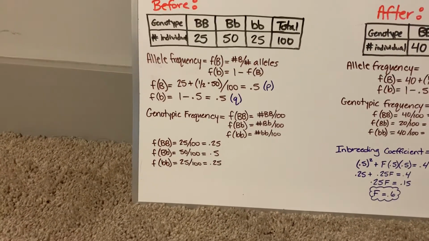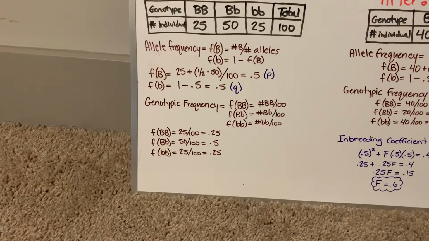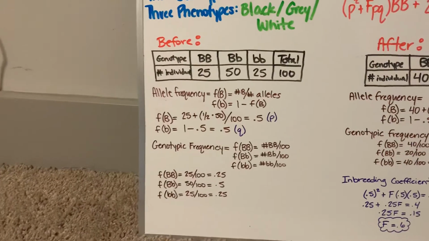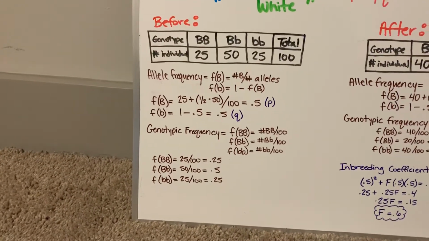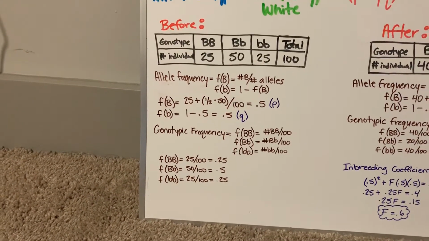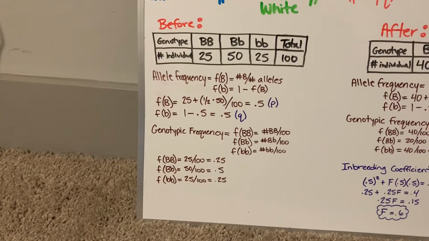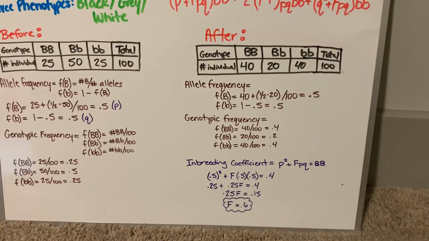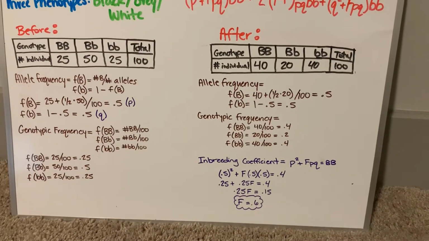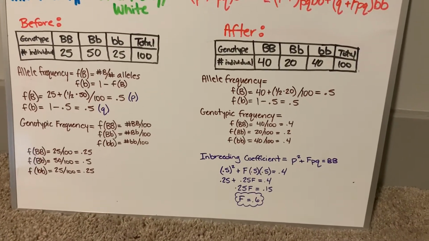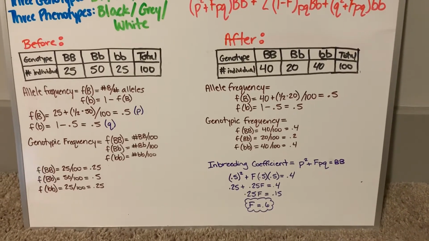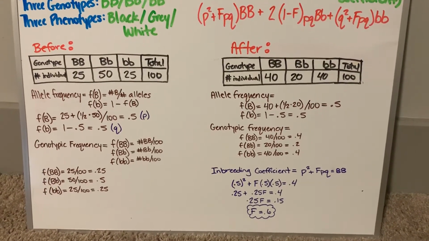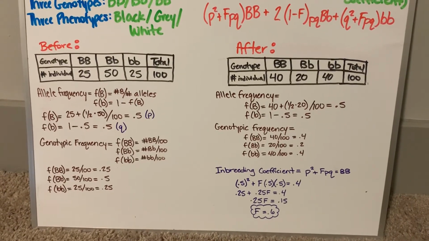For genotype frequency, it would be the total number of each of the individual genotypes divided by 100 each. So homozygous dominant is 0.25, heterozygous 0.5, and homozygous recessive 0.25. And then if we look at the after, it's pretty similar. Again, with inbreeding, the allele frequency shouldn't change because it's going to be the same genetics in the population, but the genotypic frequency would change. And with inbreeding, that usually leans towards an increase in the homozygous genotypes.